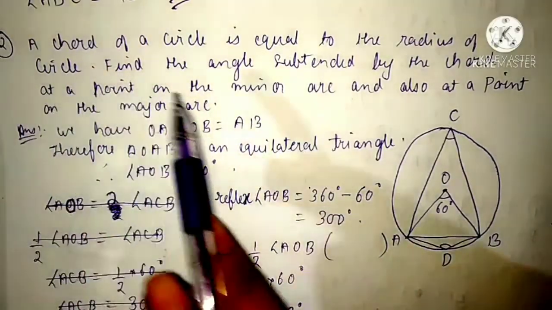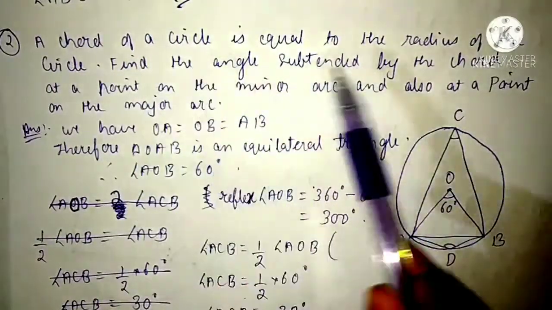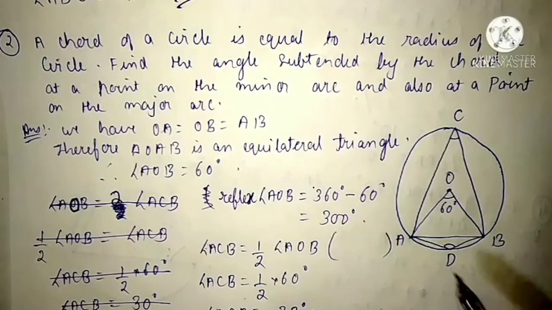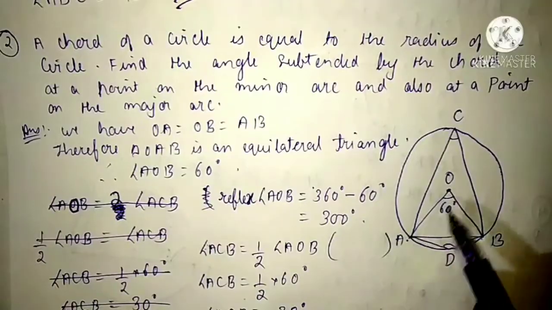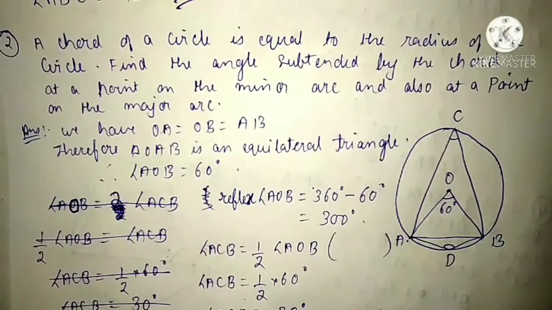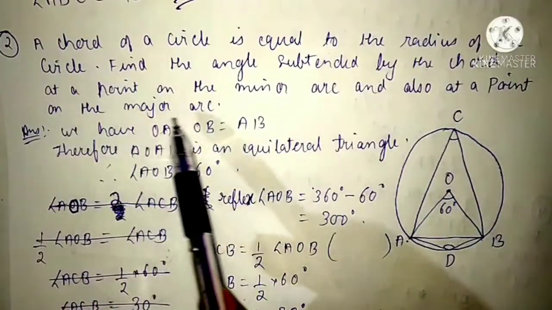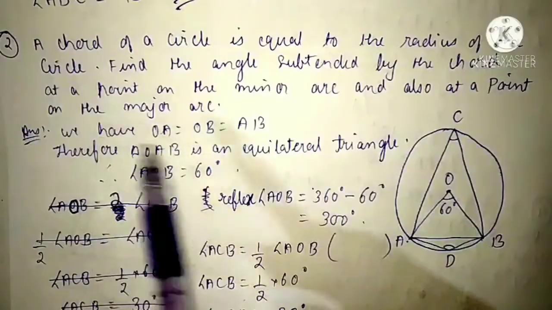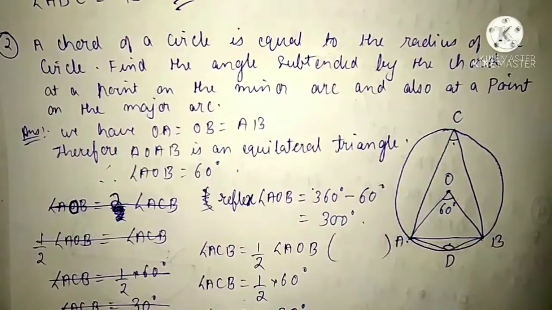A chord of a circle is equal to the radius of the circle. This chord of the circle, AB, is equal to the radius of the circle, that is OA and OB. These all are equal. Find the angle subtended by the chord at a point on the minor arc and also at a point on the major arc. That means we have to find this angle and this angle.